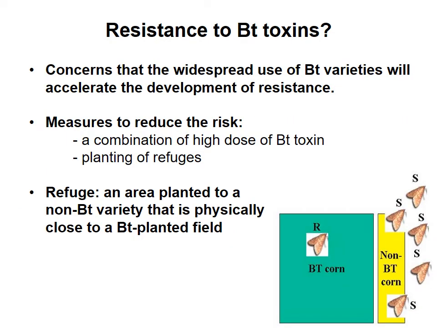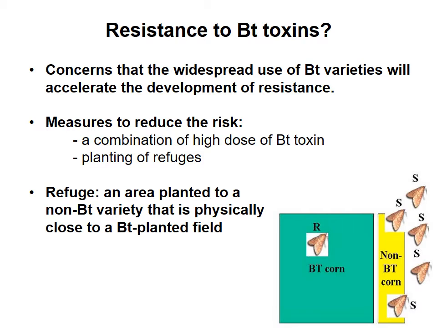So a major concern is that the widespread use of these Bt varieties will accelerate the development of resistance. Measures that are being taken to reduce that risk include a combination of high dose of Bt toxin and also the planting of refuges, where a refuge is an area planted to a non-Bt variety that is physically close to a Bt variety planted field.